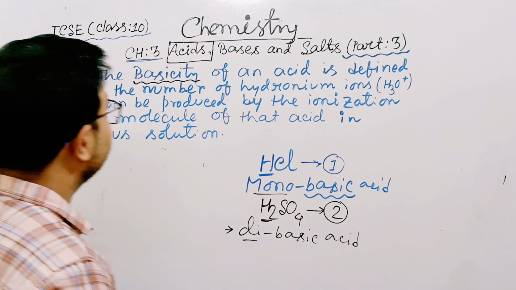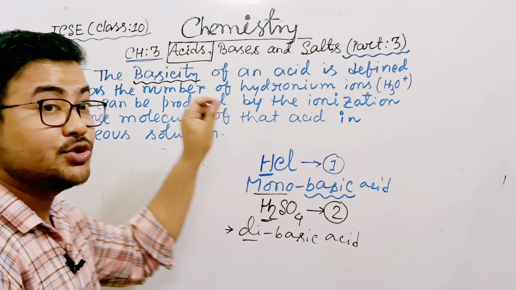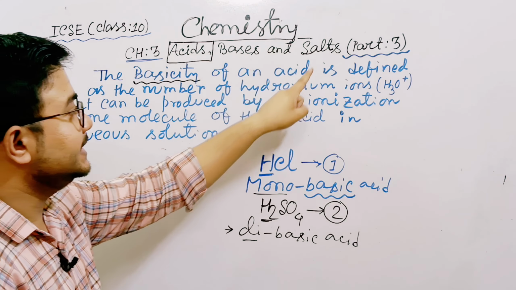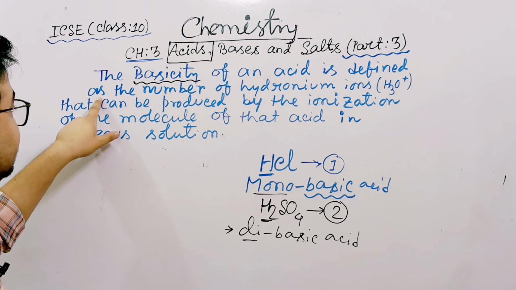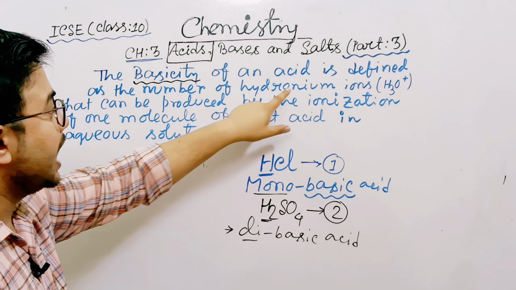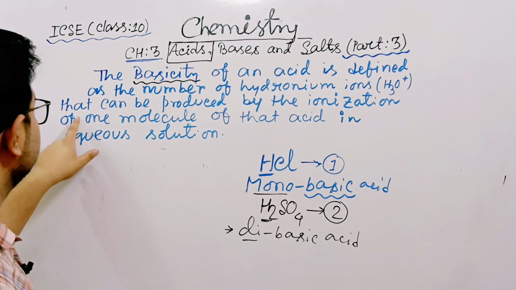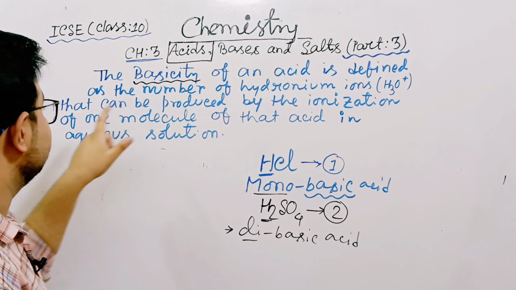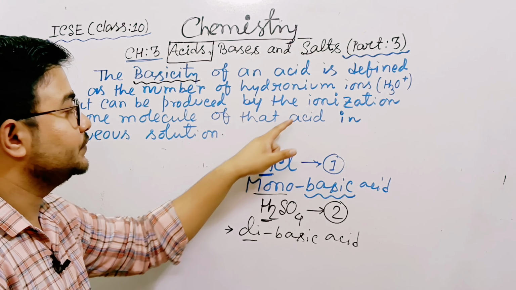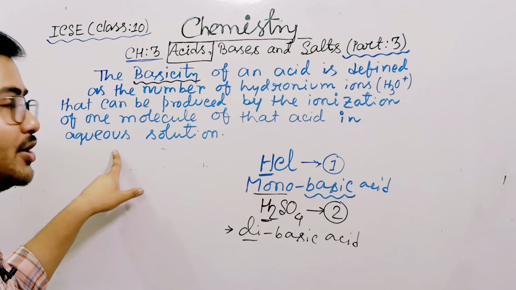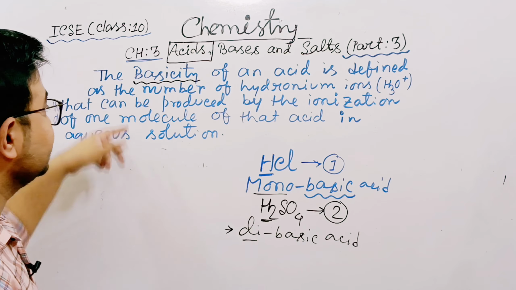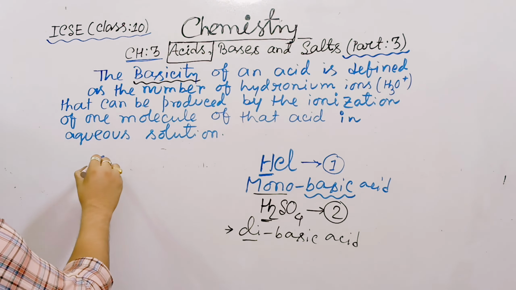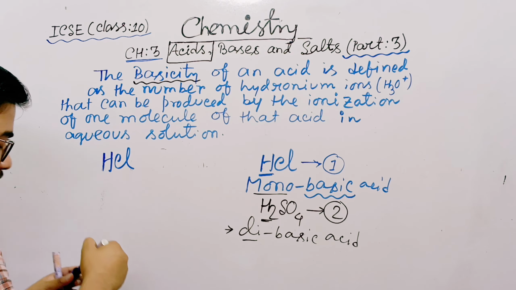Okay, look at the board. The basicity, I will explain each word. The basicity of an acid is defined as the number of hydronium ions that can be produced by the ionization of one molecule of that acid in aqueous solution. I just read this line, but the concept is, look at the board. Suppose you have HCl.